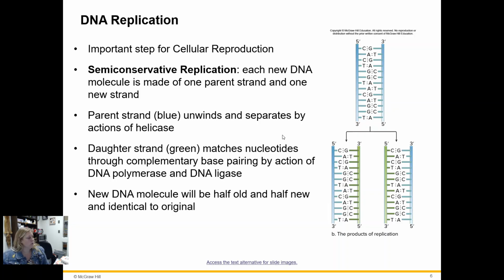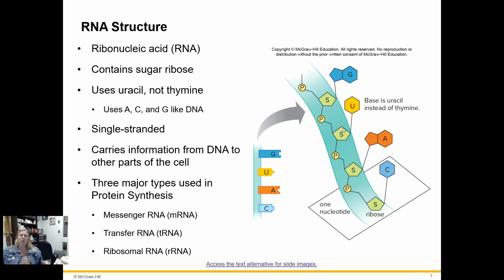DNA is just holding genetic information. It's just holding the blueprints. It's just holding the materials. What really does the work is RNA.